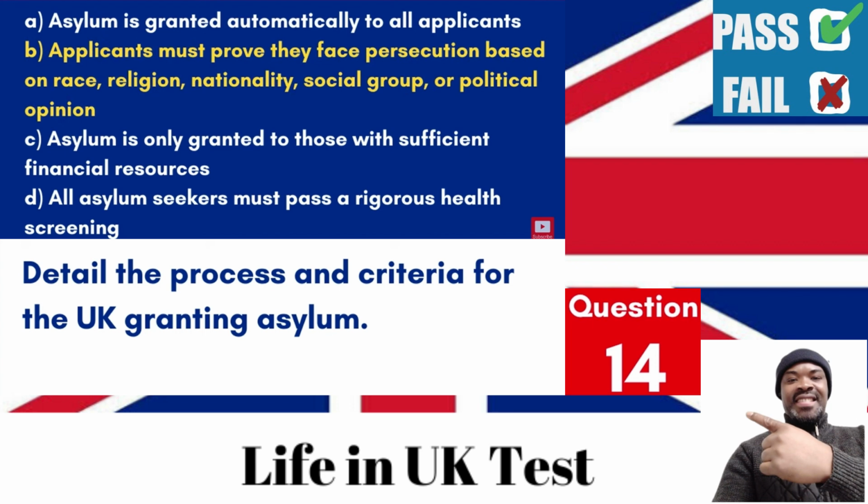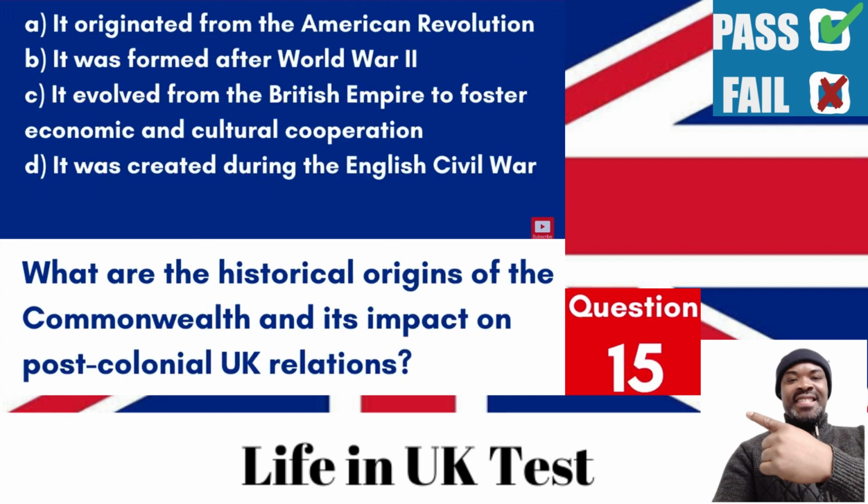Answer B. Applicants must prove they face persecution based on race, religion, nationality, social group, or political opinion. This criterion is essential for granting asylum in the UK.